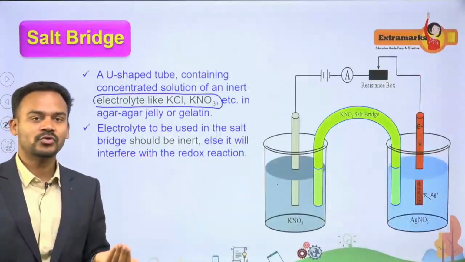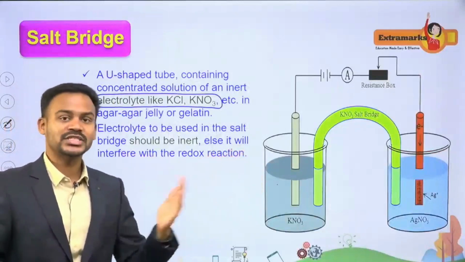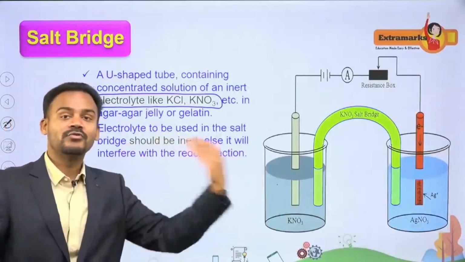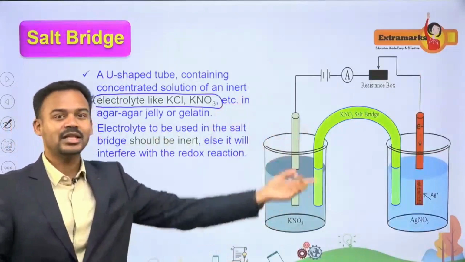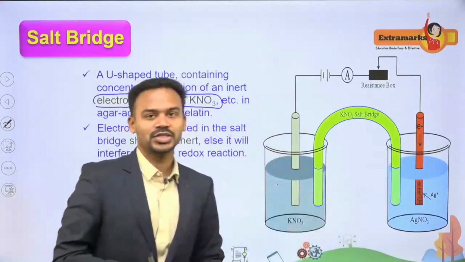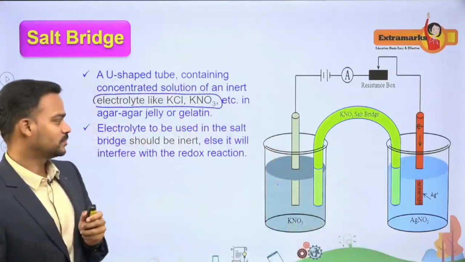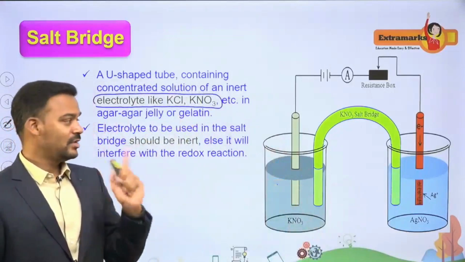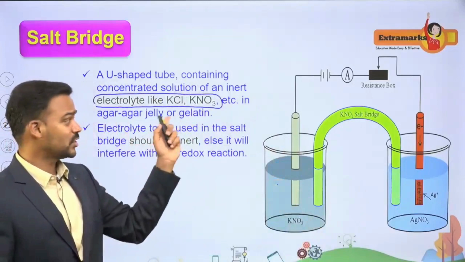If the cell is able to work for 1 hour, with the help of the salt bridge it will work for another 3-4 hours. That is how we have extended the battery life. We have extended the battery life by removing the junction potential. So that is the work of the salt bridge. Okay, clear with this? And very important, there are some conditions for this salt.